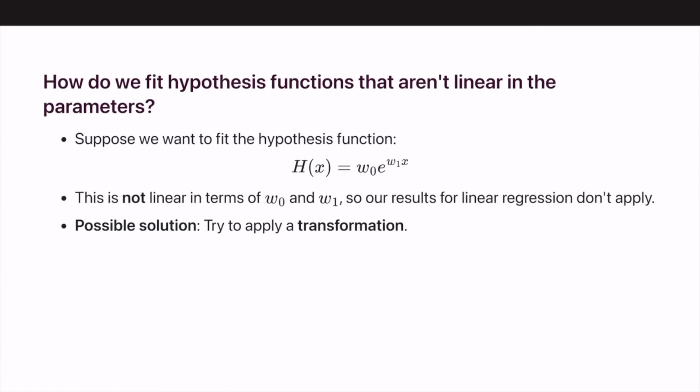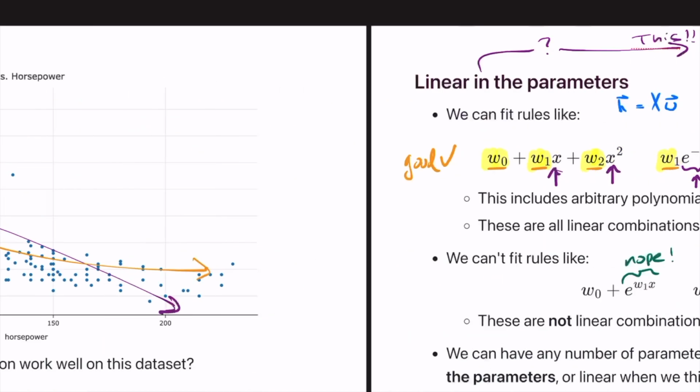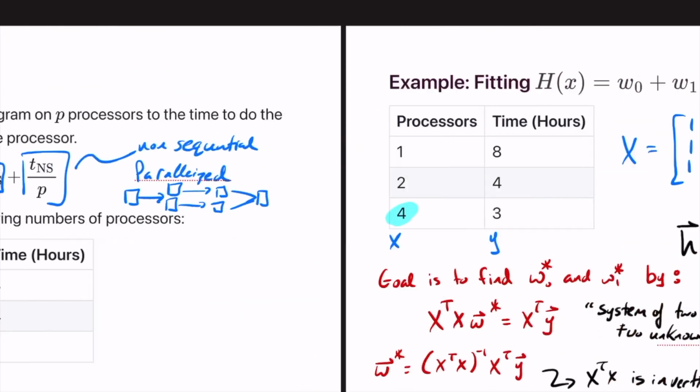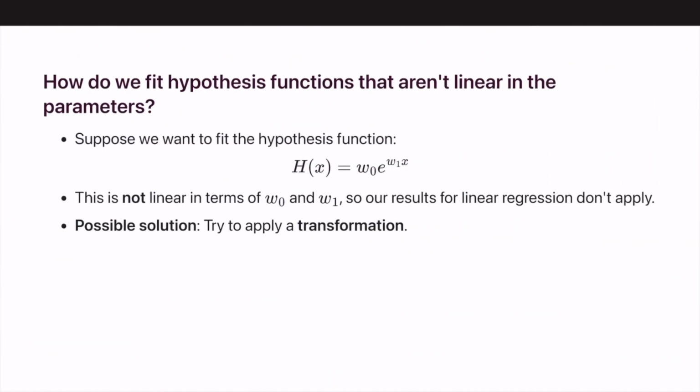Now, suppose we want to fit a hypothesis function like this, where it isn't linear in the parameters. Remember this from a few slides ago? It looks something like this, not linear in the parameters, and this doesn't follow our typical form. This feature here looks something like this maybe, something like that.